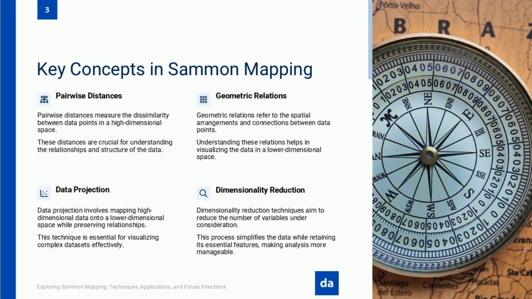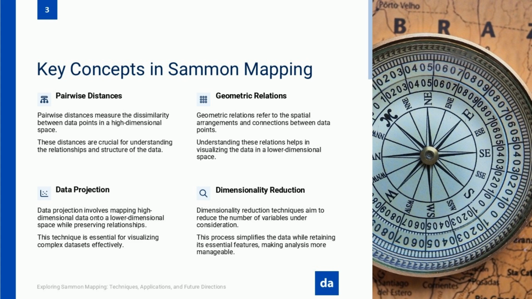In simple terms, we're trying to maintain the shape of the data even as we shrink it down. If a cluster of data points forms a particular pattern in high dimensions, we want that pattern to still be recognizable after mapping. And we can't forget data projection, the actual mathematical transformation that takes our original data and places it into a new, lower dimensional space. Unlike principal component analysis, PCA, which focuses on maximizing variance, Sammon mapping prioritizes maintaining the original distances between data points.